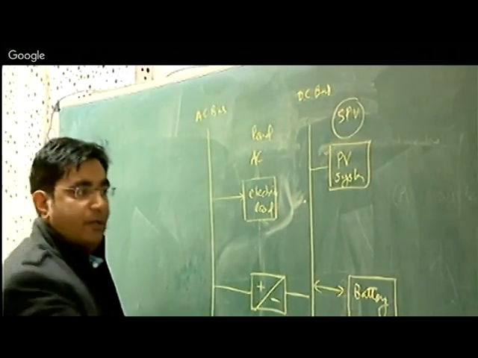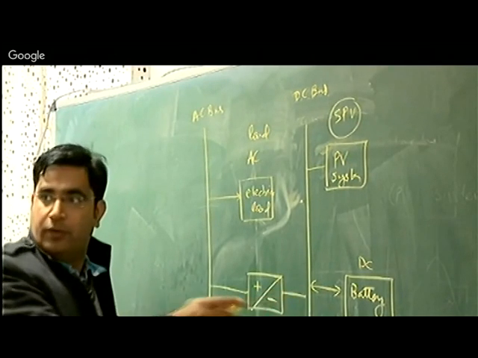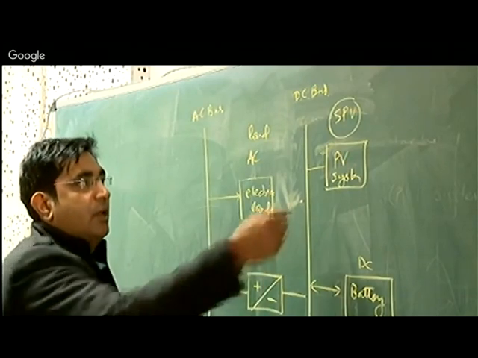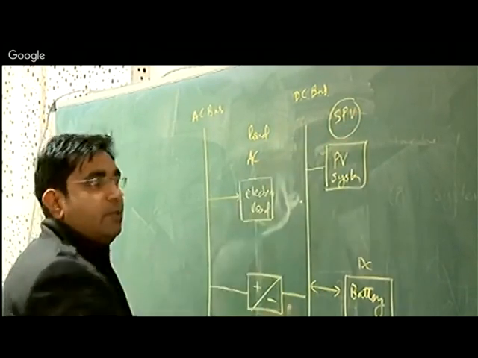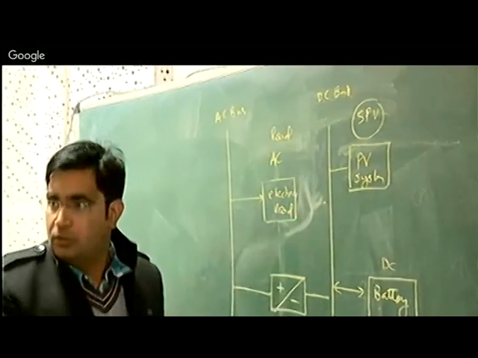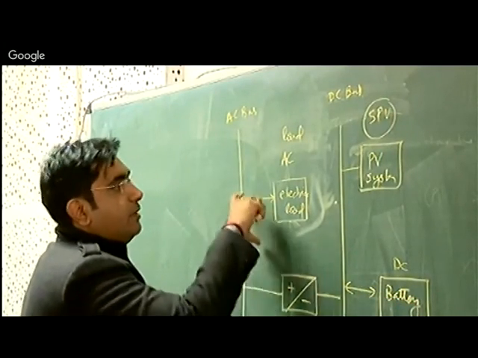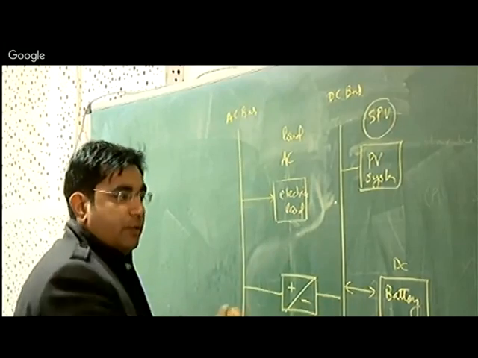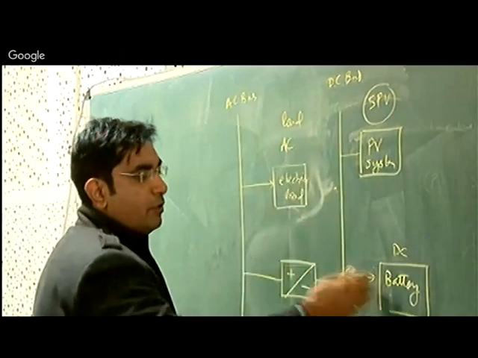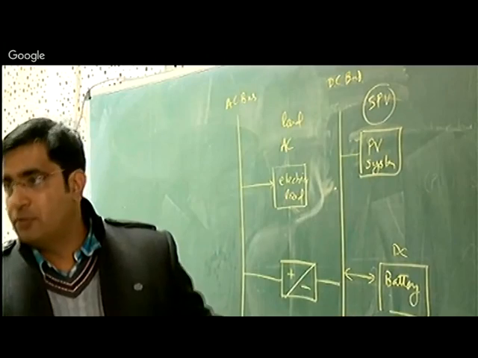The circuit will be like this: the battery is DC. Why do I put a dual arrow? Because we can charge and discharge. I put this on a DC bus, so there is no need of a converter because these all generate DC only. When there is a deficiency of power, we take power from the battery, and when we have excess power, we charge the battery. So charging and discharging of the battery is one concept.